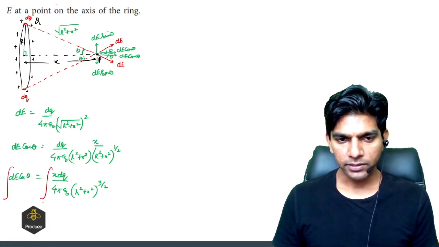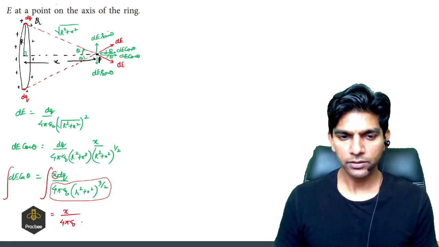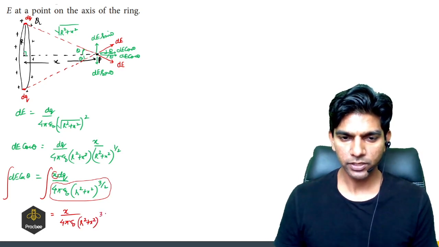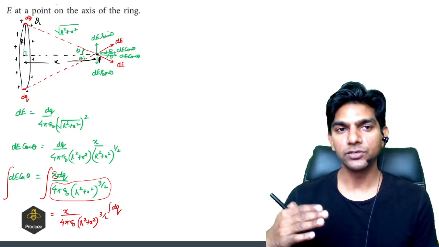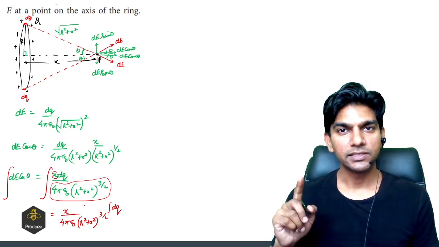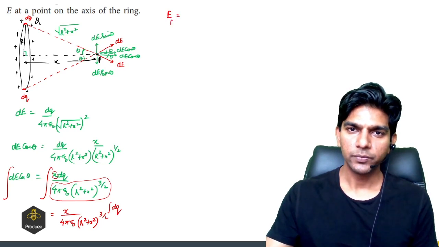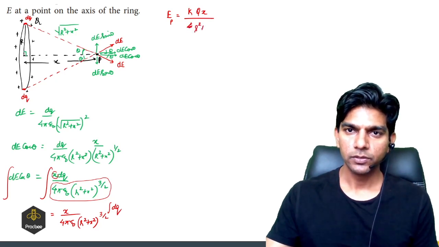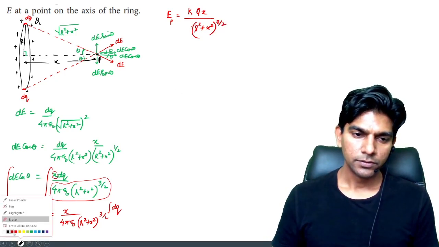Now in this integral, this x and the denominator are all constants, so we can bring them out of the integration. So this will become x upon 4 pi epsilon naught times r square plus x square raised to power 3 by 2, times integral dq. And this integral dq is nothing but the total charge. Integral dq means we add the charge on the entire ring, and that is nothing but capital Q. Sometimes 1 by 4 pi epsilon naught is written as k, and this k is not the dielectric constant, so don't get confused, right? So the electric field at point P will be given as kQx divided by r square plus x square raised to power 3 by 2. So this is the electric field at point P.